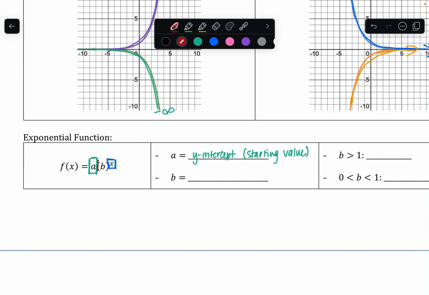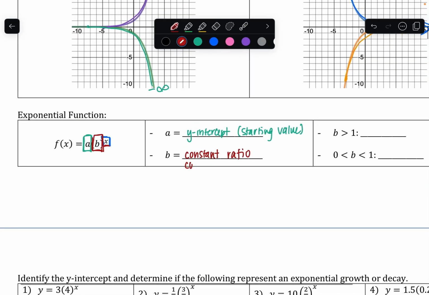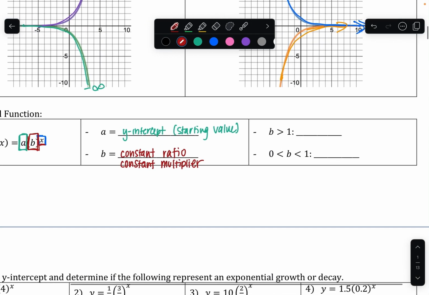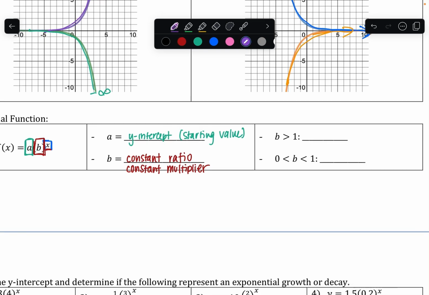The b value that has the exponent, sometimes they put it in parentheses, sometimes they don't. It's the base of your exponent. That is your constant ratio. And you can think of the word ratio as multiplier. That's the number we're multiplying by each time. So if you want to call it a constant multiplier, it wouldn't be wrong. Constant multiplier, what we're multiplying by each time. So as we multiply by a number bigger than 1, it can be 2, it can be 10, it could be 1.1. As long as it's bigger than 1, it's going to be growth.